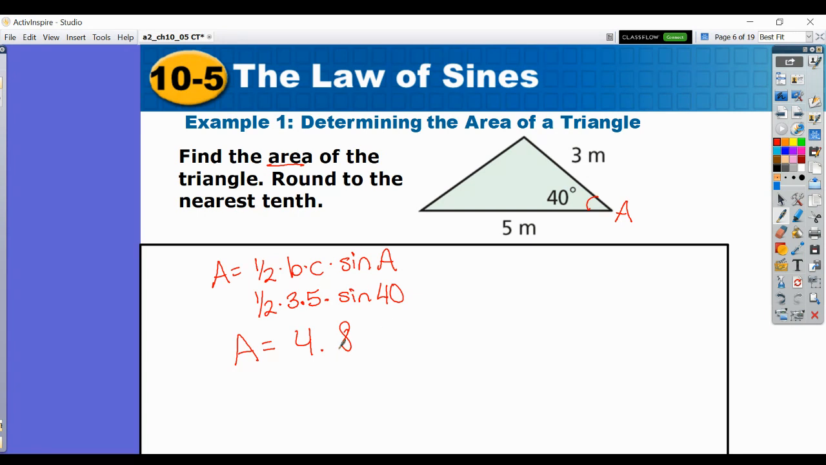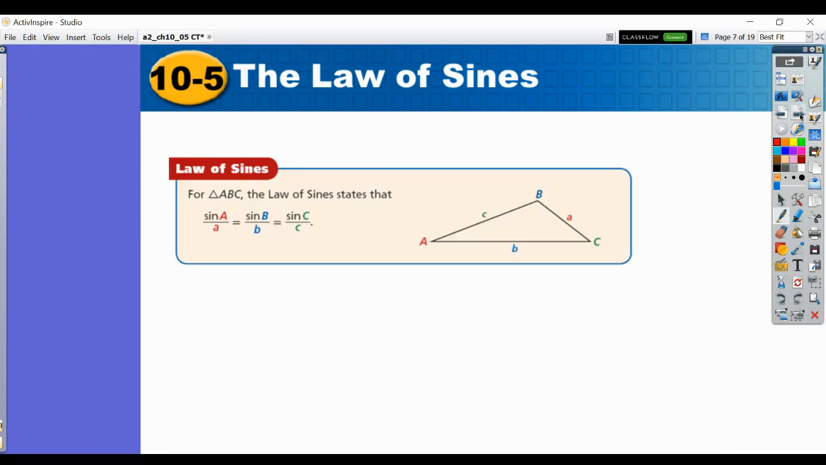I should probably put units. So up here, this has units of meters. This is area, so this is meters squared, because it's 3 meters times 5 meters times an angle. There we go. All right, that's it. So the area formula is pretty simple once you know what it is.